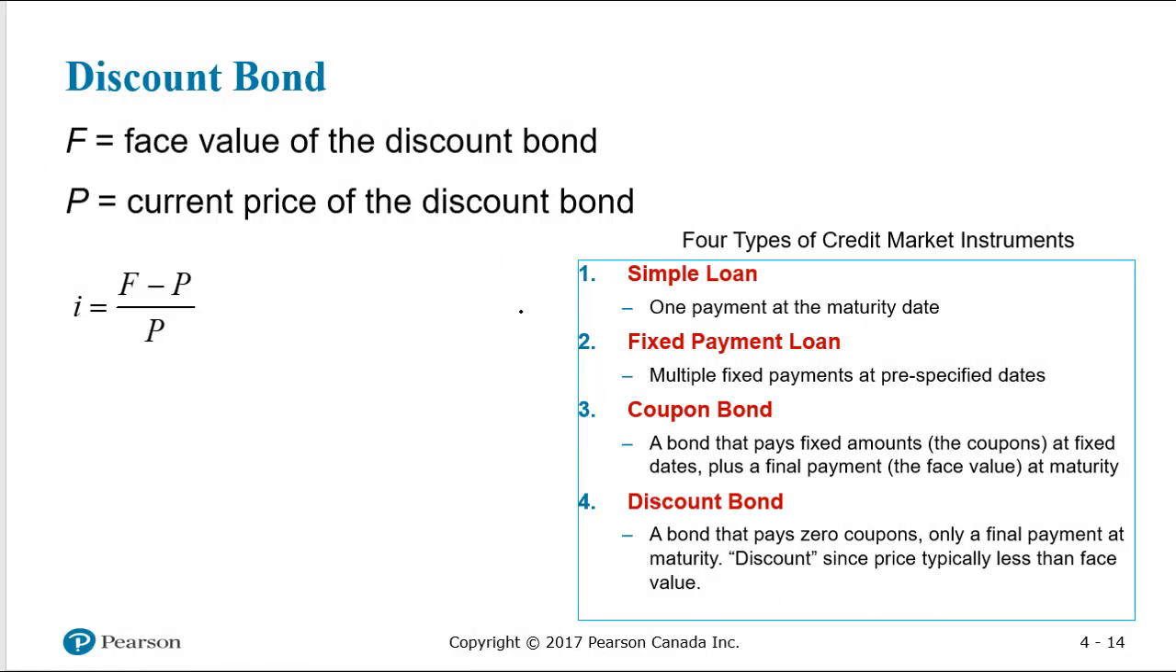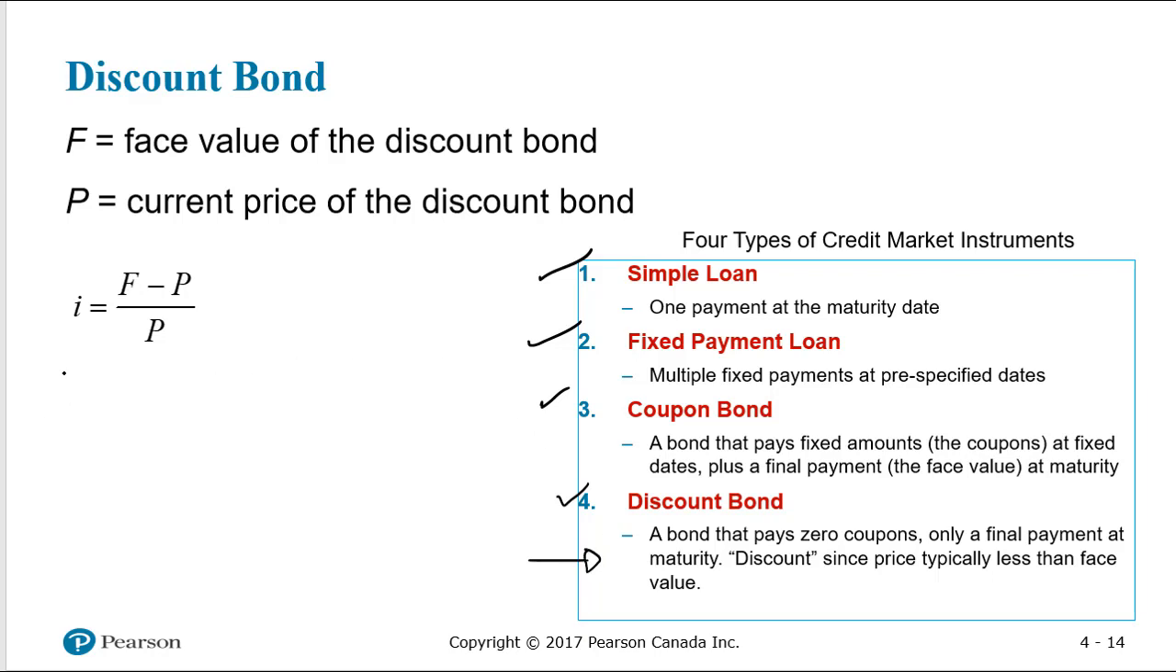Okay, we're getting there. I know this is getting to be a bit of a long video, but we've run through the simple loan, the fixed payment loan, and we've just finished with the coupon bond, calculating both the price and the yield to maturity. So now we're moving on to the discount bond. That's a bond that pays 0 coupons, only a final payment at the maturity.